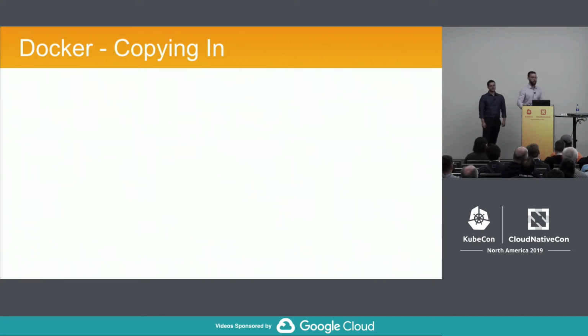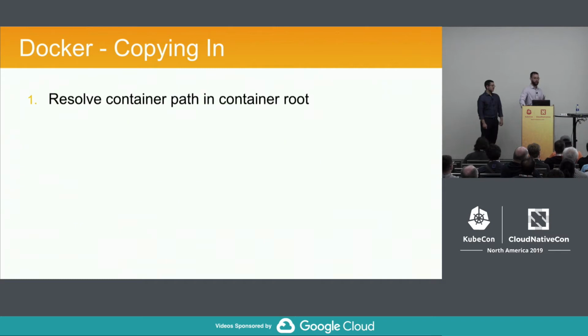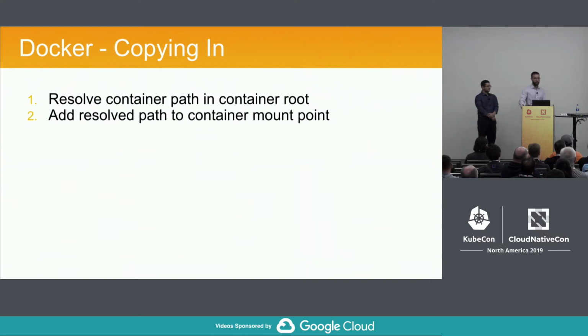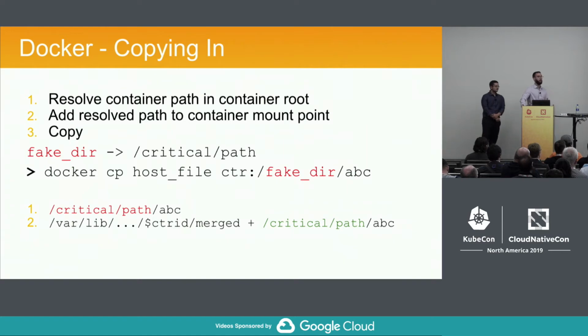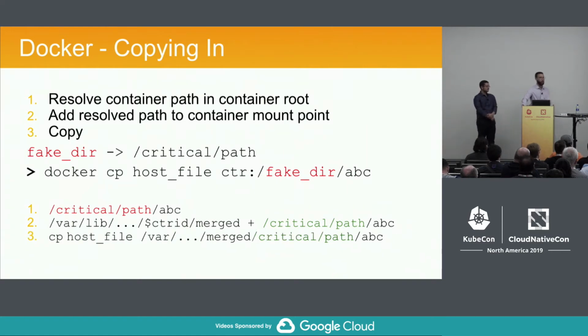So that's not good. And let's see how Docker deals with it. So now we're talking about copying in Docker. So how Docker did it to deal with this problem, it will first resolve the container path under the container root. Only then it will take that resolved path and add it to the container mount point on the host. And finally, it will copy. So the same example, we have a symlink inside the container, and we try to copy some file to a path that contains this symlink, now using Docker. So the first thing Docker does, it resolves the path. So we resolved it, and only then we add it to the container mount point on the host. And finally, we copy.